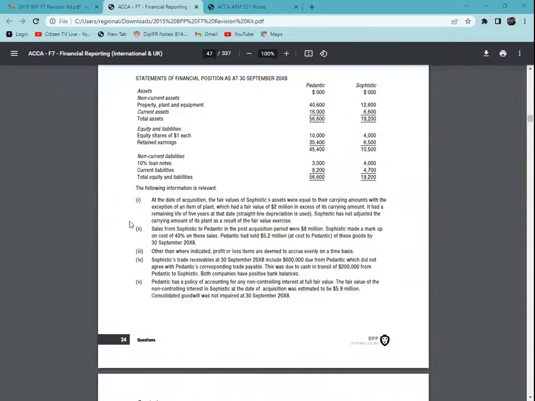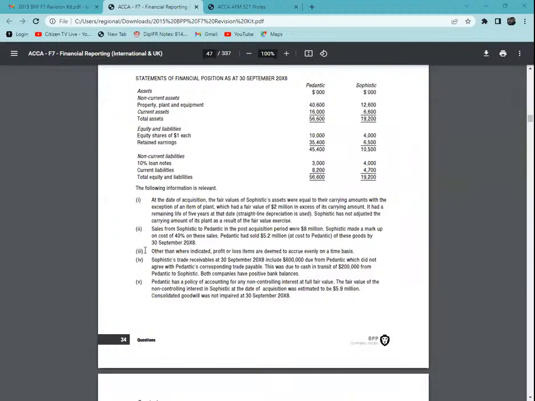Now we go to the next question here. 3. Other than where indicated, profit or loss items are deemed to accrue evenly on a time basis. They're putting that there simply to be verbose, to confuse the easily confusable students. So Roman 3 is a useless sentence. I can do without it.